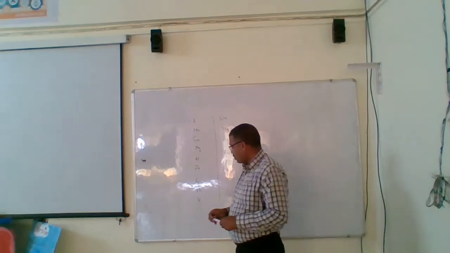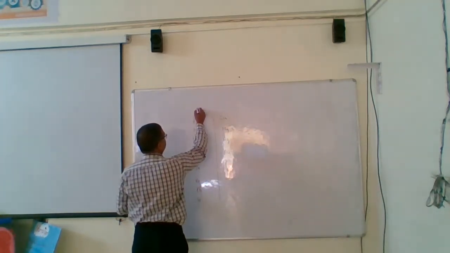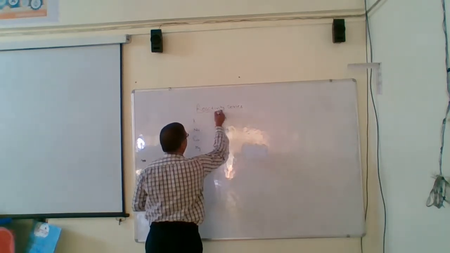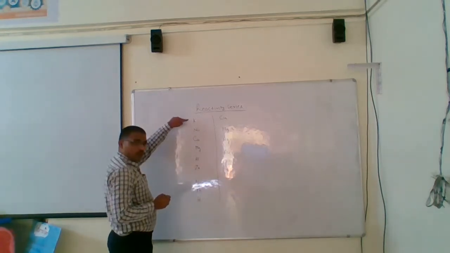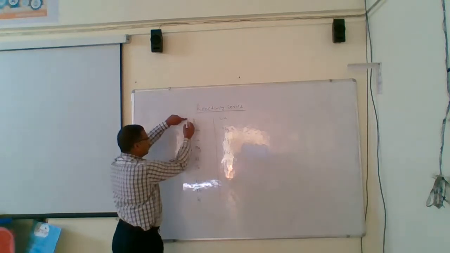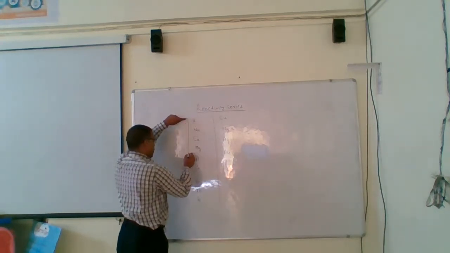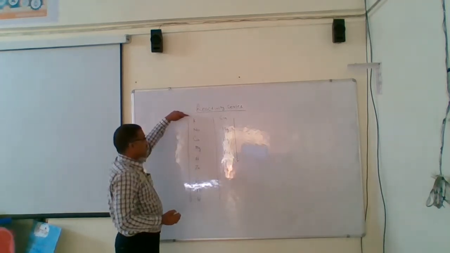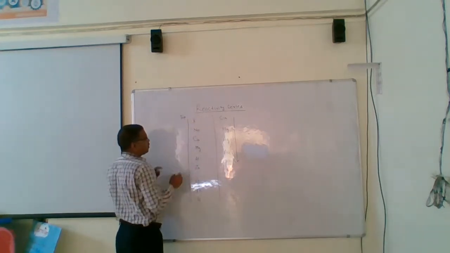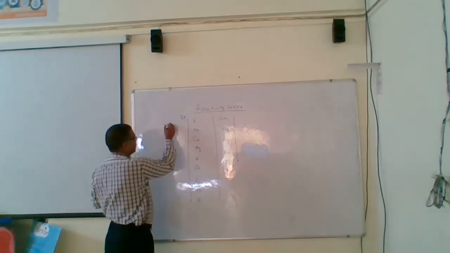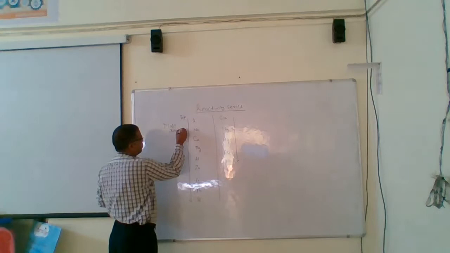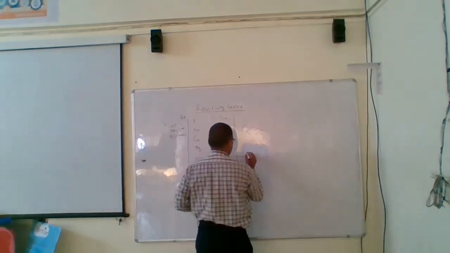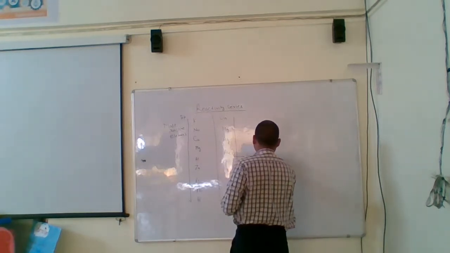Now I am going to talk about this activity series, the reactivity series. The reactivity series puts the most reactive element at the top, and it is in decreasing order of reactivity. That means it starts from the top with the highest, most reactive metals or elements, and at the lowest is the least reactive element.